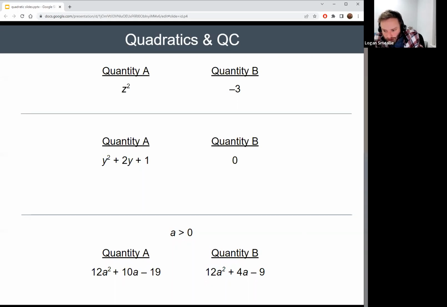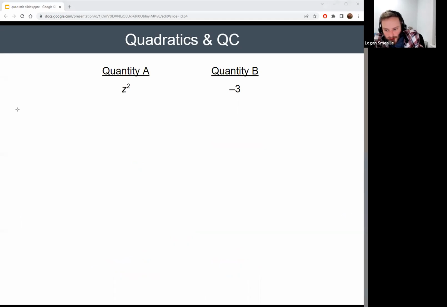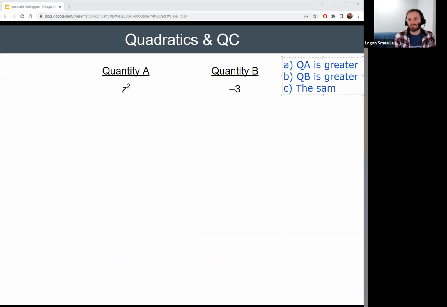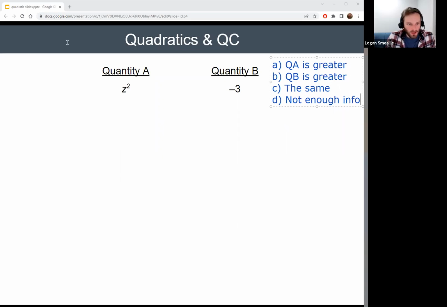And just real quick, before you dive into all 3, I'm going to block out the bottom 2 and put a little reminder up here for all QC questions. QC stands for quantitative comparison. There's 4 possible answers. A means quantity A is greater. B means quantity B is greater. C means they're the same. D means not enough info. Can't tell which side is bigger. This is a classic GRE problem type.